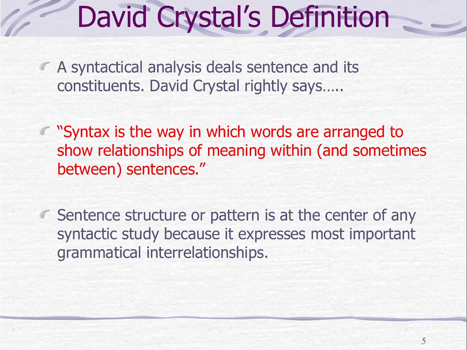Say for instance, he is sitting on the chair. So what is he? How is it related to other parts of the sentence? Or on is a preposition and its object is on the chair. So what that has relationship with the other parts of the sentence, and sometimes the relationship is between two sentences also. So the pattern or the structure of sentence is the main focus point of any syntactic study, because it is this structure which shows the interrelationships of grammatical categories.